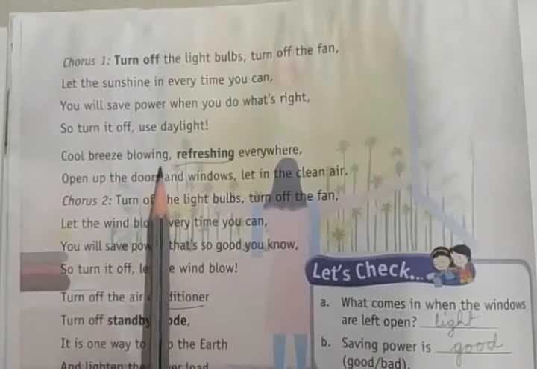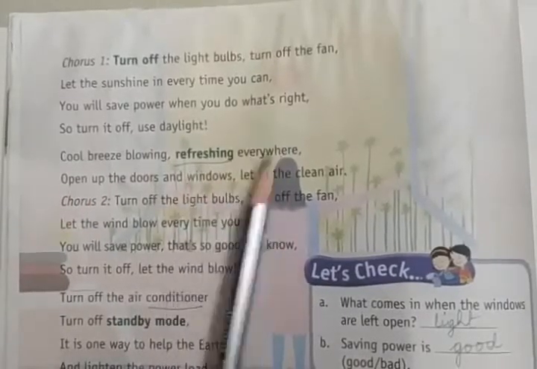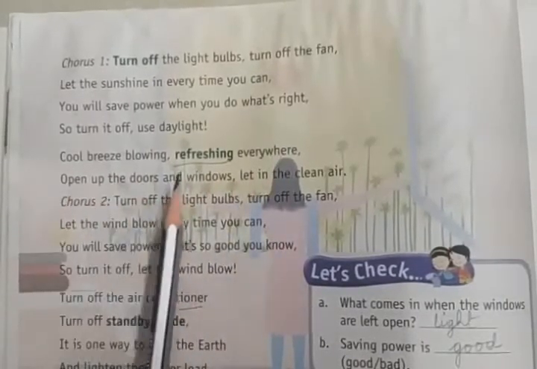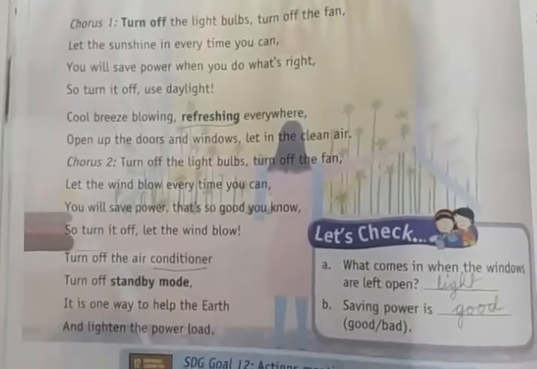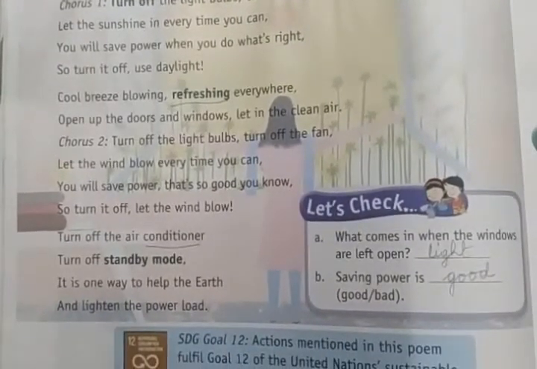Cool breeze blowing, refreshing everywhere. Open up the doors and windows. Let in the clean air. This is chorus 1. Okay, we will read the whole poem at once. First we get familiar with it. Right? Chorus 2.